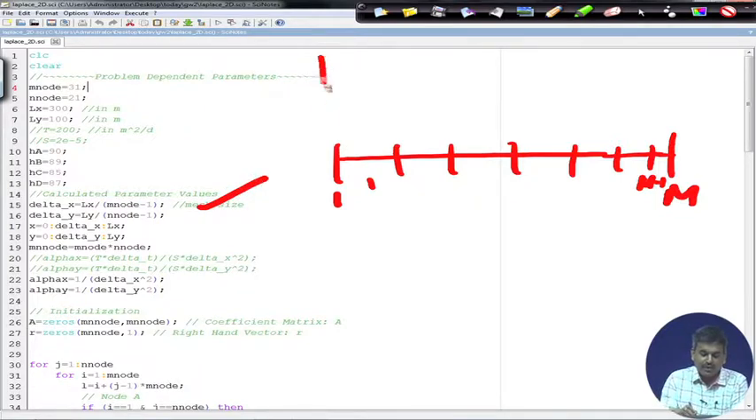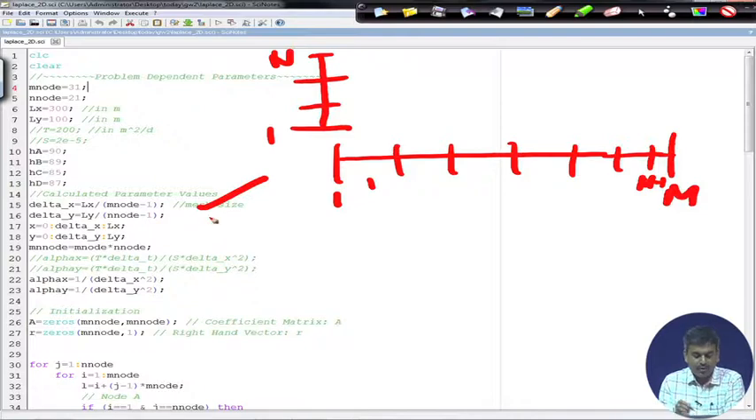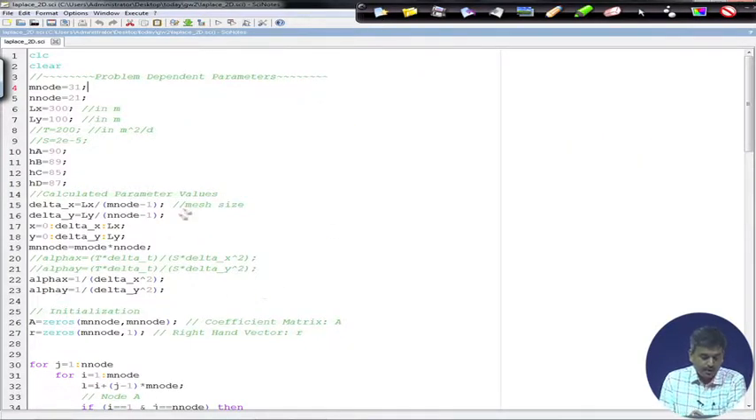Again, for delta y in this direction, I can divide Ly by n node minus 1, and I am generating the x values including the endpoints, x from 0 by delta x to Lx, and y from 0 by delta y to Ly.